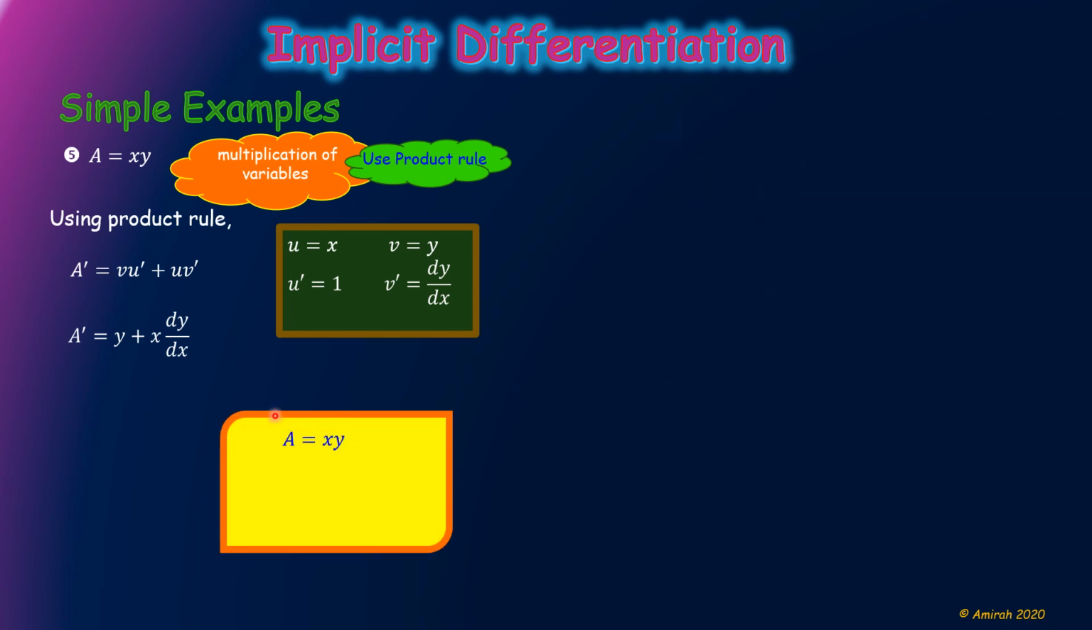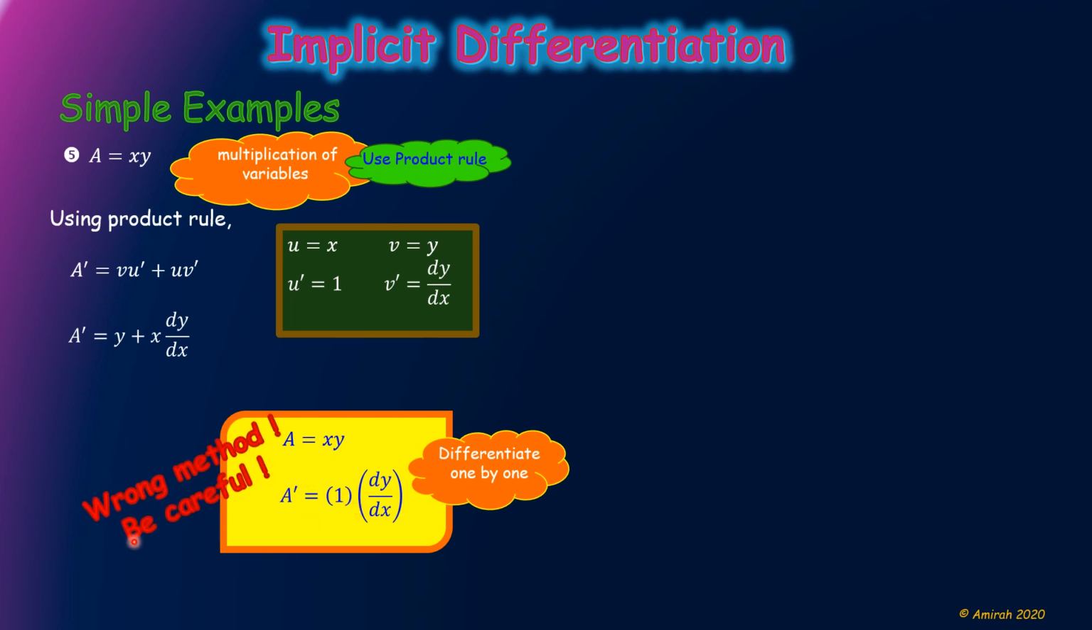But students always do it like this. From a equals x times y, they differentiate a, so it becomes a prime, and they differentiate x, which equals 1, and they differentiate y, which equals dy over dx. What they're doing is differentiating one by one. When we compare to the correct answer, it is not equivalent. So this is a wrong method, but it is a very common mistake. So please be careful.